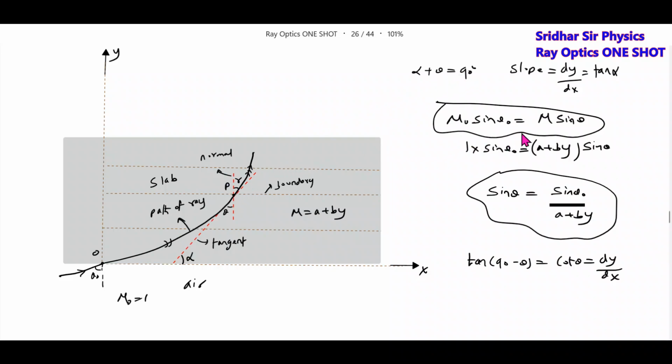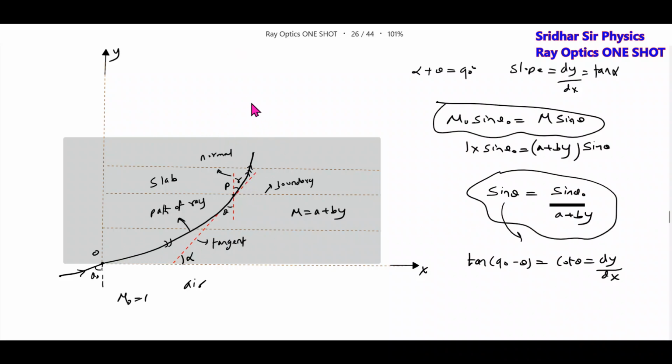Then here I'll substitute the variation of mu, and I'll calculate sine theta. Then what is the slope? Tan alpha should be equal to dy by dx. And what is alpha? 90 minus theta. So cot theta equals dy by dx. So substitute cot theta from this sin theta. Then integrate, and we'll get the path.